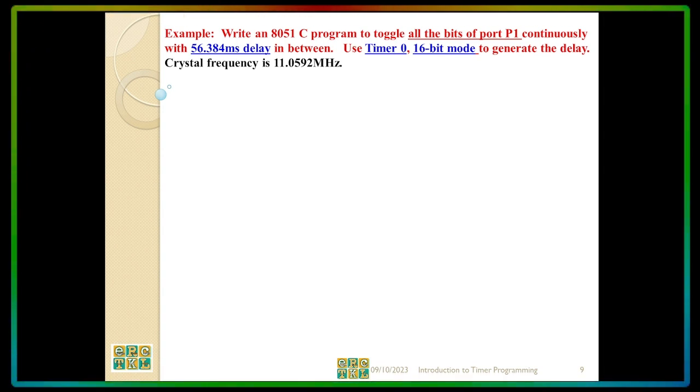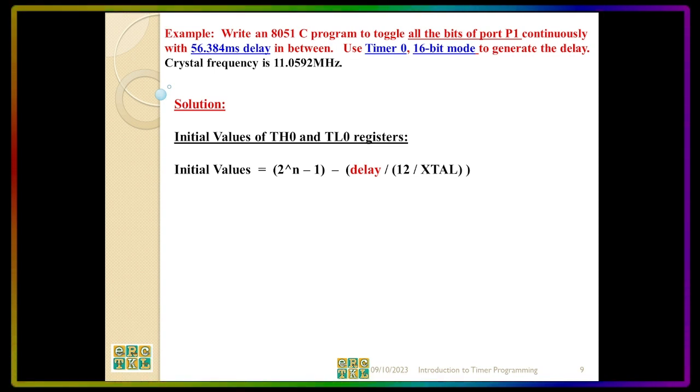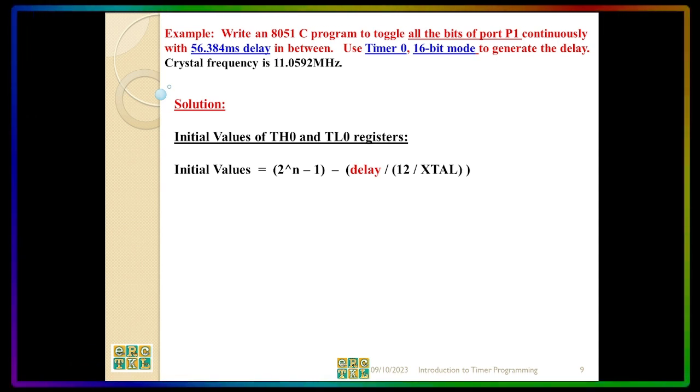Now, we will use timer 0 in 16-bit mode. When we say 16-bit mode, it means we will be using mode 1 as previously discussed. Mode 0 is the 13-bit mode, and mode 1 is the 16-bit mode, to generate the delay. So we will be using timer 0 mode 1 here. Now the crystal frequency is assumed to be equal to 11.0592 megahertz.